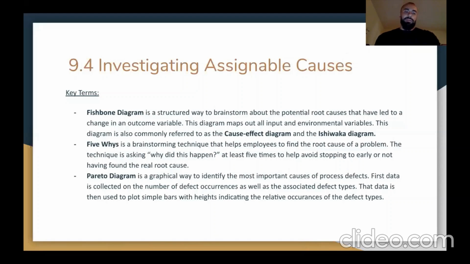The 5 whys is a brainstorming technique that helps employees find the root cause of the problem. The technique is asking, why did this happen, 5 times, to help avoid stopping too early or not having found the real root cause. Finally, the Pareto diagram is a graphical way to identify the most important causes of process defects. It's similar to the fishbone diagram, just set up a little differently. First, you collect data on the number of defect occurrences as well as the associated defect types. That data is then used to plot simple bars with heights indicating the relative occurrences of the defect types.